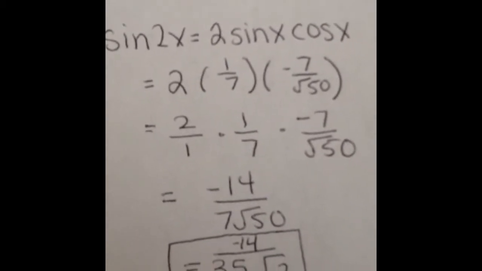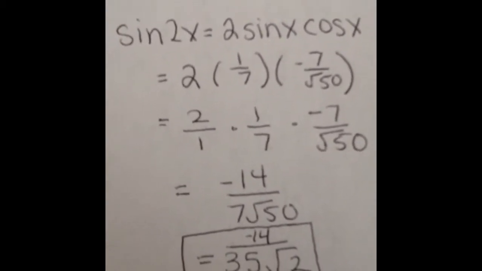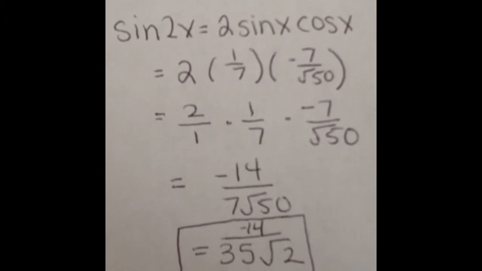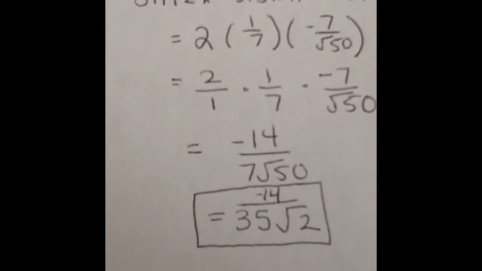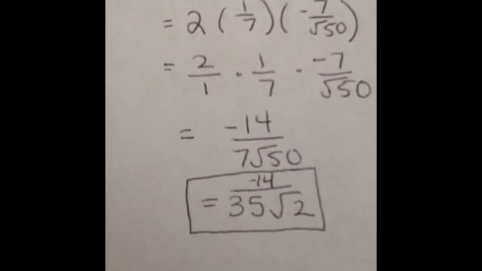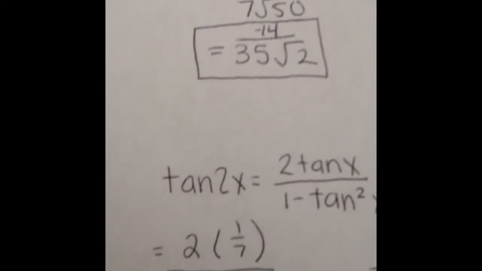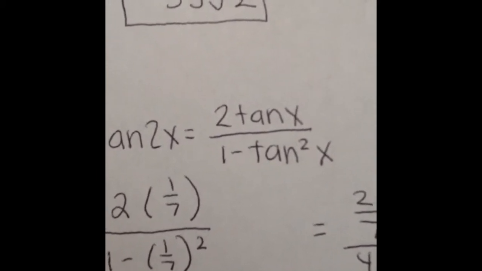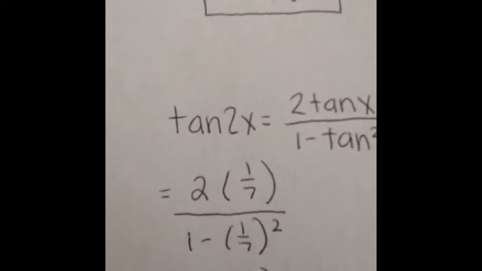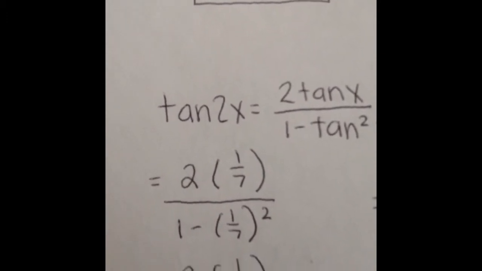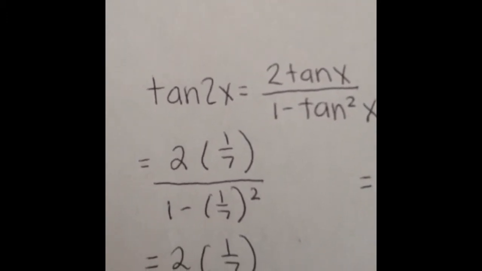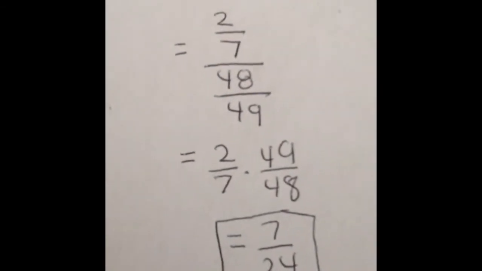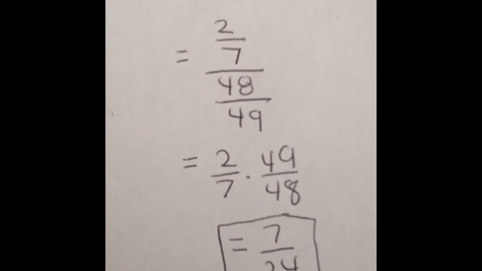Sine 2x equals 2 sine x cosine x. When substituting sine x for negative 1 divided by radical 50 and cosine x for negative 7 divided by radical 50, you come out with sine of 2x equals 14 divided by 50. Tangent of 2x equals 2 tangent x divided by 1 minus tangent squared x. When substituting tangent x for 1 divided by 7 and tangent squared x for 1 divided by 7 squared, you come out with tangent 2x equals 7 divided by 24.